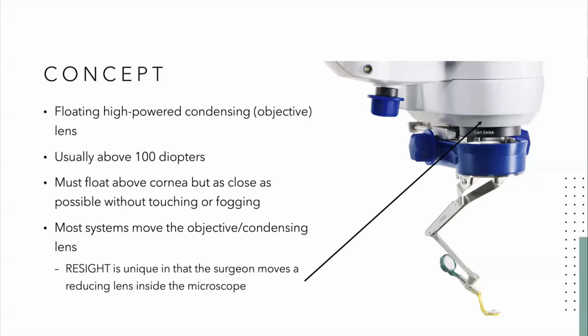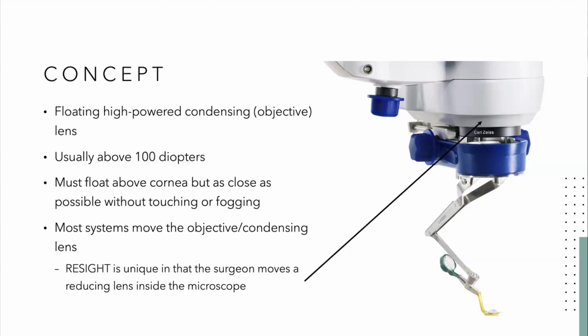The main concept, though, which is similar to all viewing systems, not just the ReSight, is that you have to have this floating, high-powered, condensing objective lens. That's that yellow lens you see floating here, and the other ones in the other image that float above the eye. Usually they're very high-powered, above 100 diopters. Because they're so high-powered and because they sit above the eye, they flip the image. Now, the concept here is we need to get as close to the cornea as we can, but not so close that we're touching, and not so close that it fogs from the temperature difference of the room being cold versus the eye being relatively warm. So balancing that is a challenge.